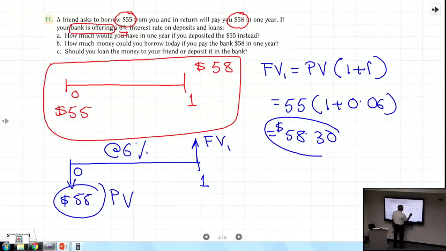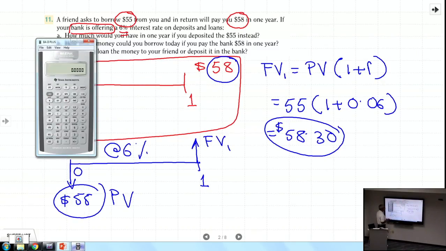Which is slightly more than what your friend had offered. Another way of solving this problem would be to use the financial calculator. It's a simple example. For this particular problem, the financial calculator does not give you as much of an advantage as the direct application of the formula, but it may still be useful to start learning about the financial calculator.